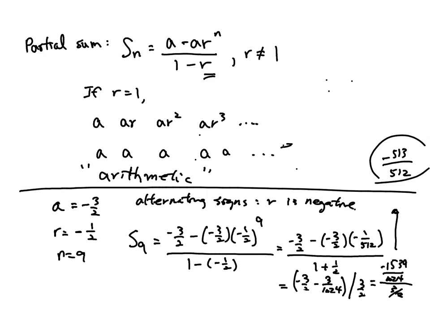So I end up getting negative 513 over 512. Now this one right here is your partial sum. The partial sum formula is fairly straightforward. It can get a little messy because you have to raise the r to the n power. Depending on the values, sometimes this might look a little messy, but sometimes it could be pretty straightforward. You just never know. Alrighty. So let's go ahead and move on to the next problem.